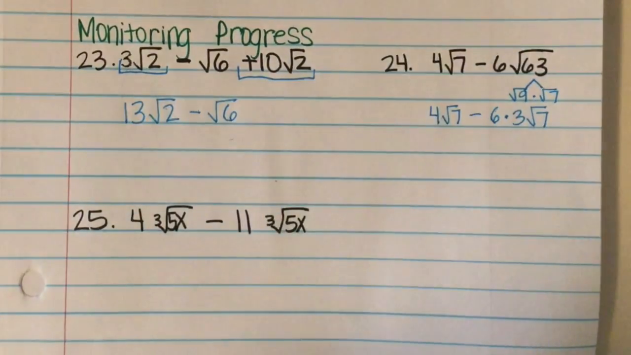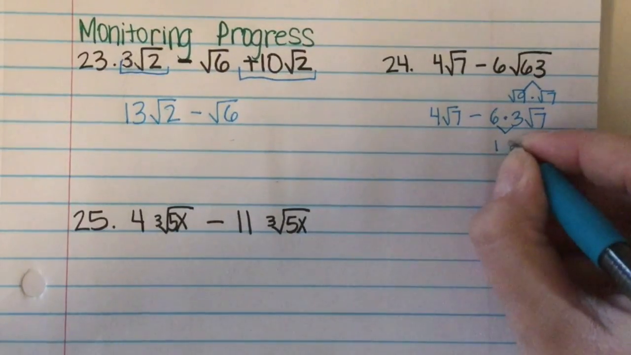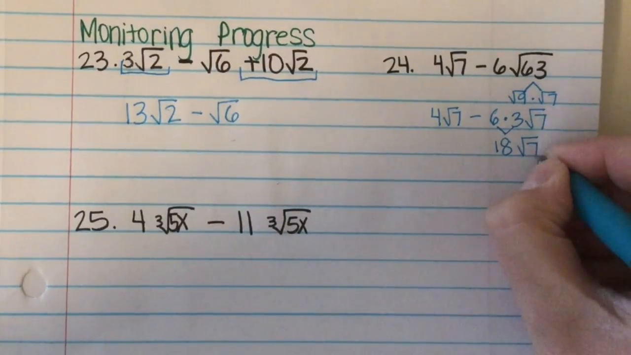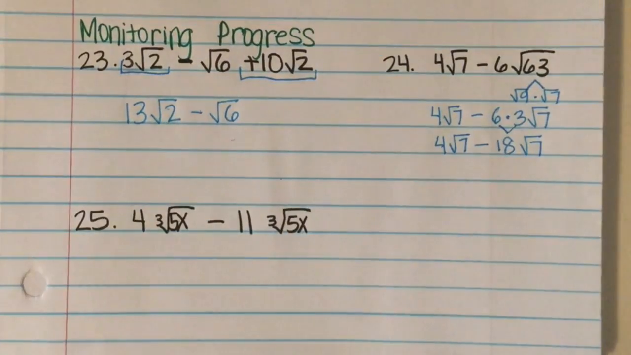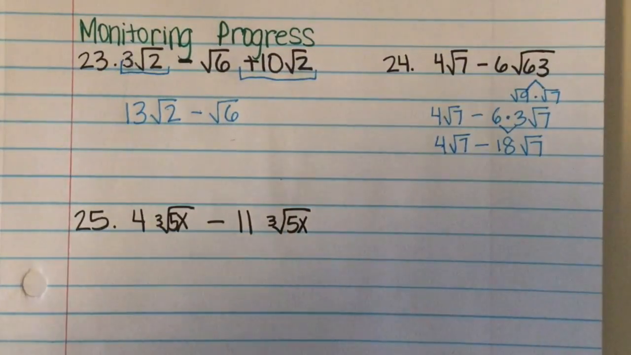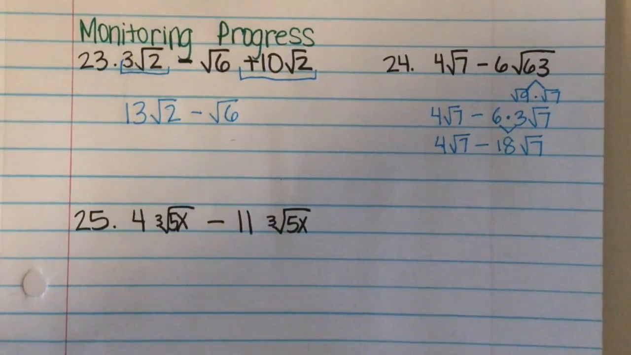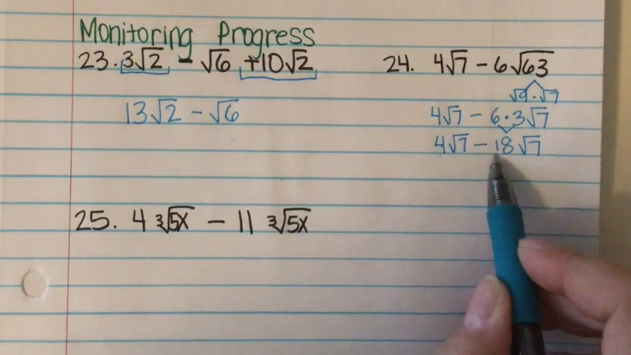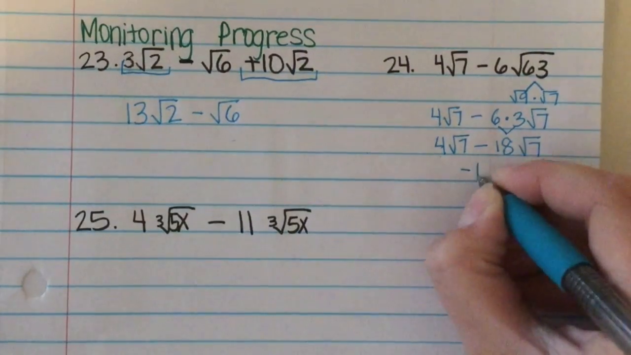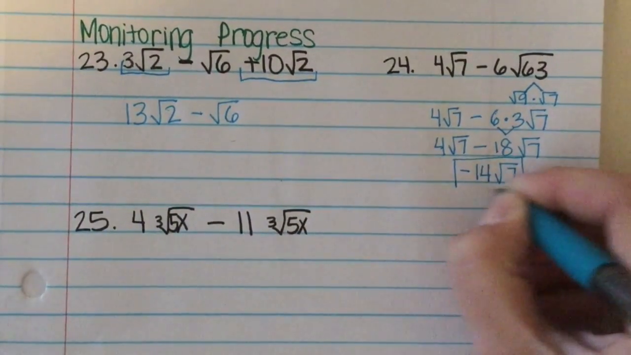The next thing I'll want to do before I simplify further is do this multiplication here. So 6 times 3 is 18. So here is my more simplified expression. Now I notice that I do have like terms, and so I can just subtract like normal, leaving the ending the same with the square root of 7. 4 minus 18 is negative 14, and then square root of 7 stays the same. And this is my final answer.